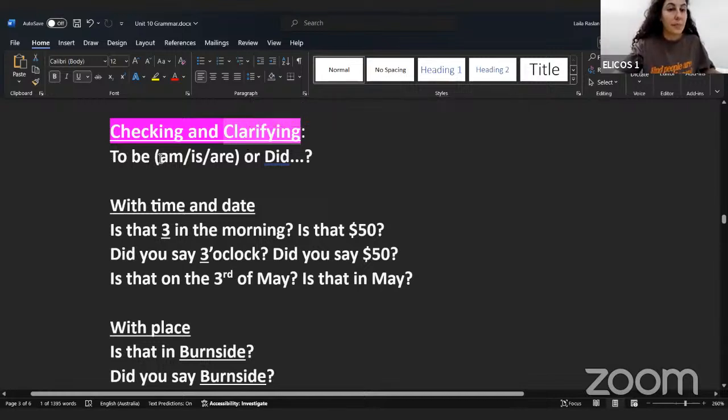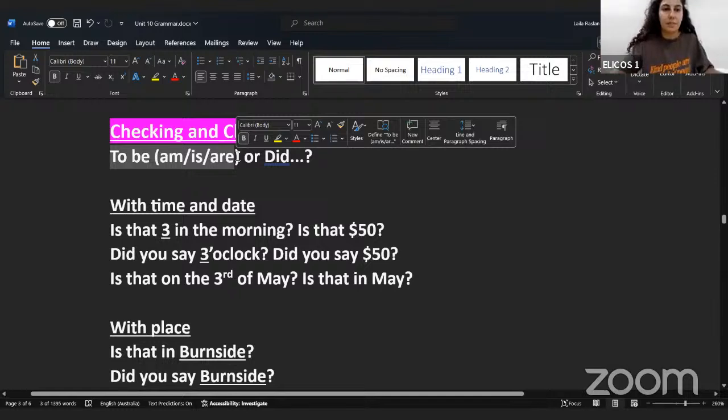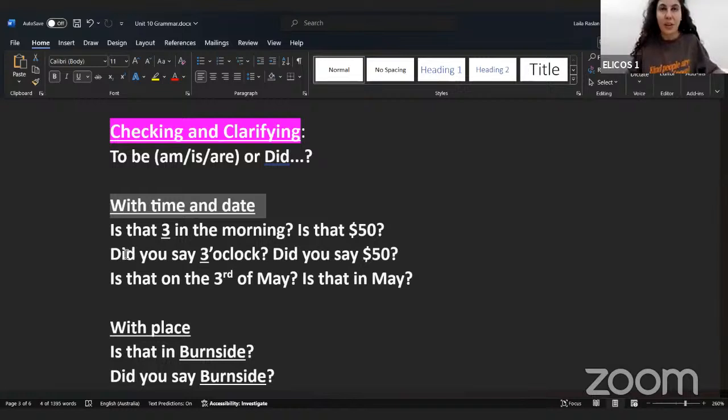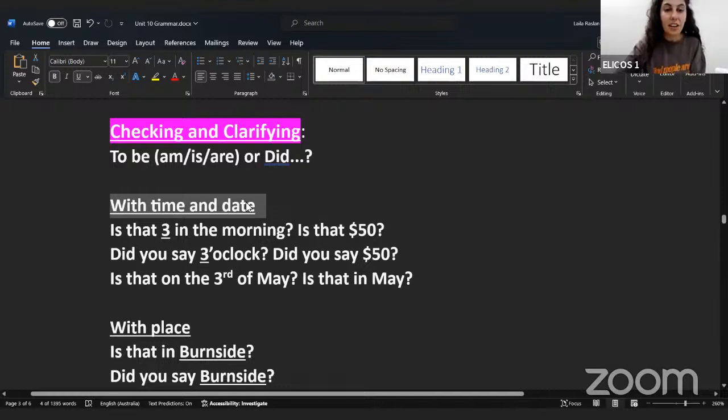So we use the verb to be. So remember, am, is, are, which is in the present moment, or did. Okay, so all you've got to remember is use these two verbs. So am, is, are, or did, which is in the past. So if you want to check that you have the correct time and date, okay, maybe you're booking your dentist appointment or your doctor's appointment or your appointment for your flight, or anything, any time that you need to check that you have the correct time and the correct date, these are some expressions that we say.